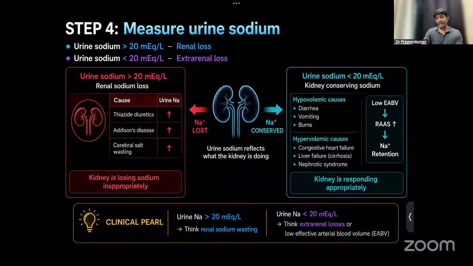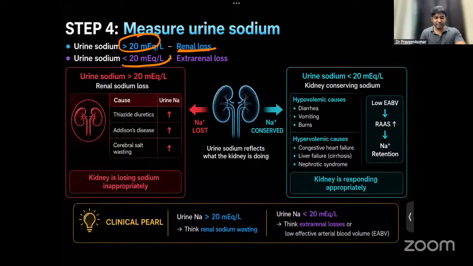Now, what have we done? We had a patient with hyponatremia. We checked the plasma tonicity, ruled out hypertonic and isotonic hyponatremia, and finally landed on hypotonic hyponatremia, also called true hyponatremia. Once true hyponatremia is there, we divide them into hypovolemic, euvolemic, or hypervolemic. Now we have to measure urine sodium levels. If it is more than 20 milliequivalents, sodium is lost in the urine, so it is renal loss.